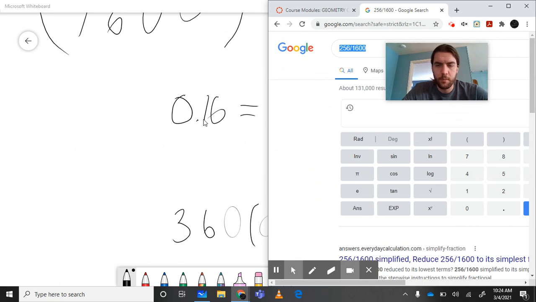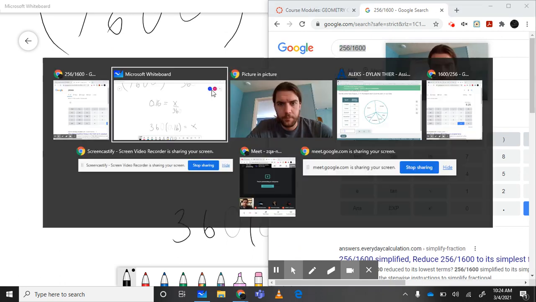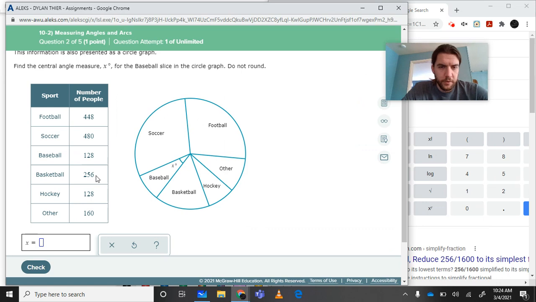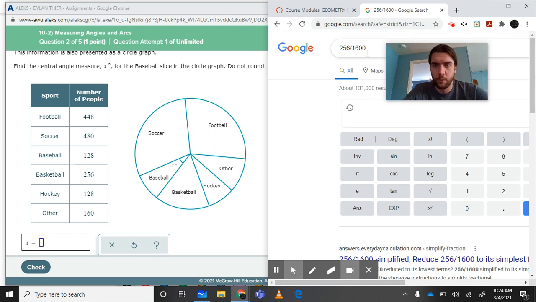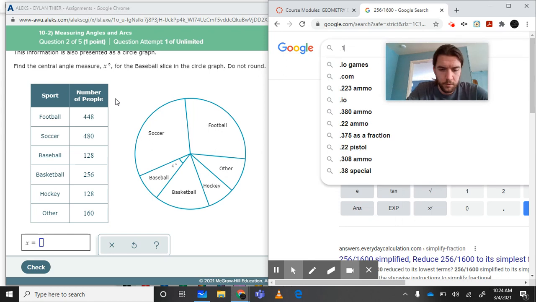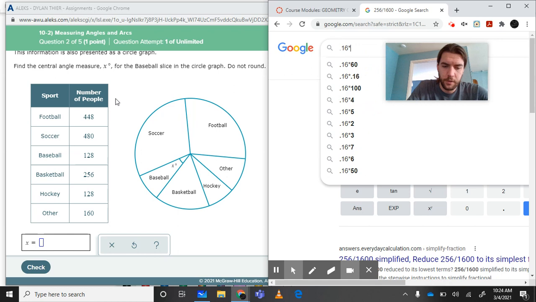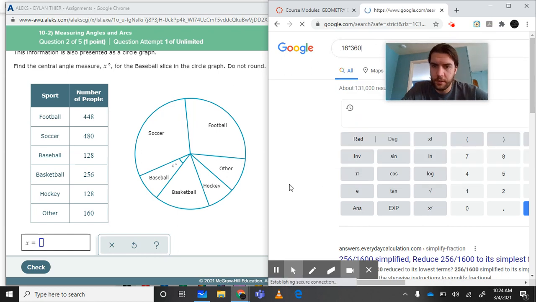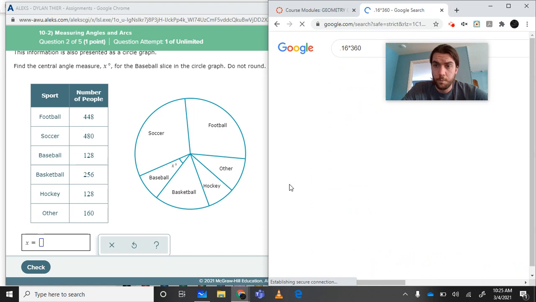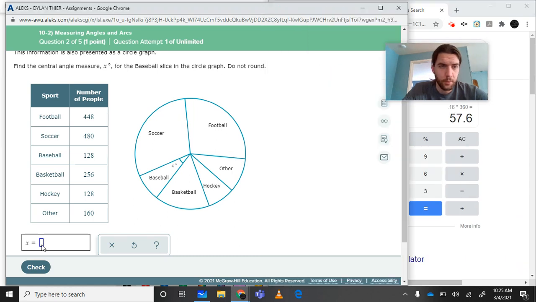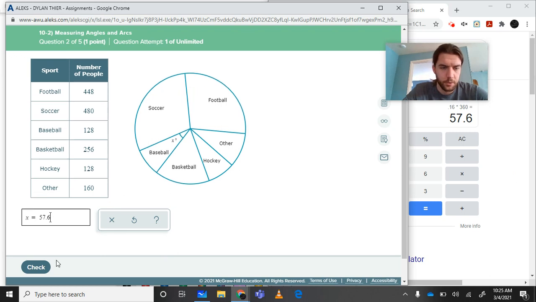Okay, so this 0.16 number would suggest that this amount of 256 out of the 1600 is 16% of it. So we want 16% of the full 360 degrees. That's what we're going to be doing. We're going to say 0.16 times 360 gives us 57.6. Yeah, so once again, that just doesn't look right based off the picture, but we'll check.